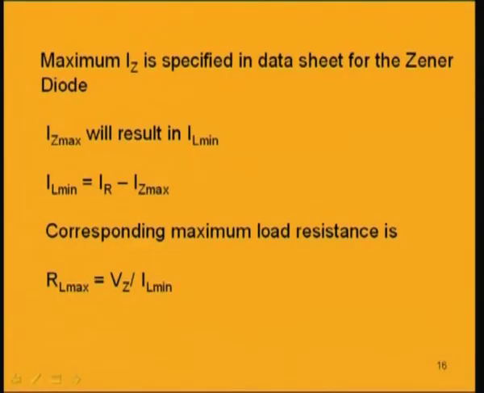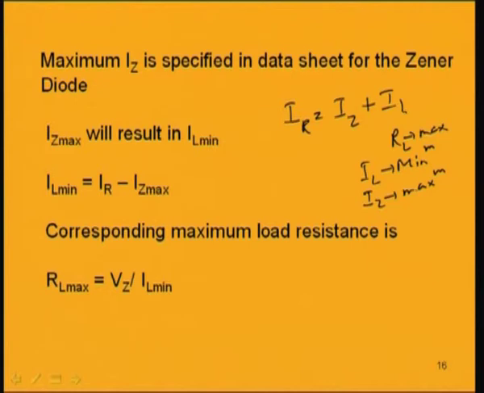Now, let us find out the maximum load resistance. When you have maximum load resistance, then load current will be minimum, because IR is equal to IZ plus IL. When RL is maximum, this IL, the load current, is minimum. As load current is minimum, IZ is maximum, but IZ has a rating; the maximum Zener current is specified in the diode. So, that maximum Zener current IZ will cause the load current to be minimum. So, what is that minimum load current? IR minus IZ max.